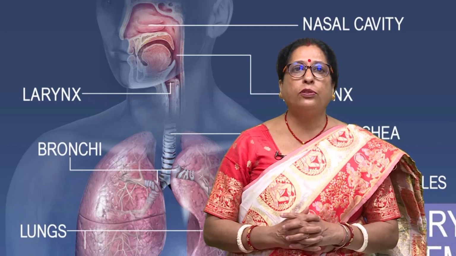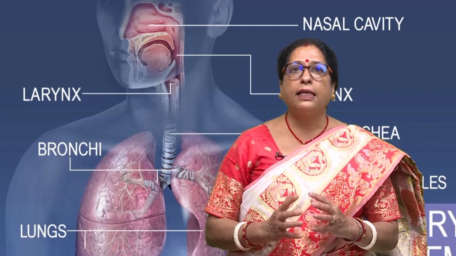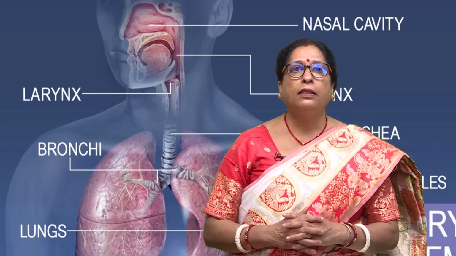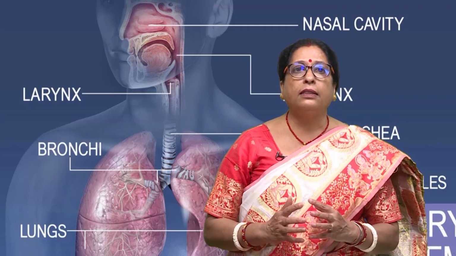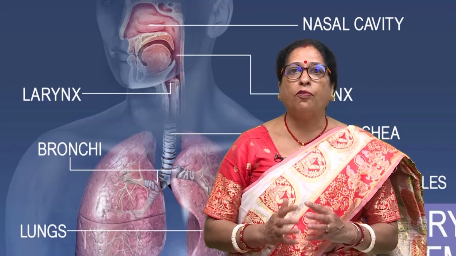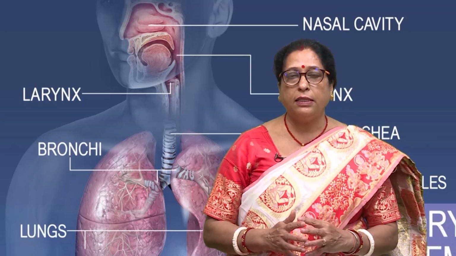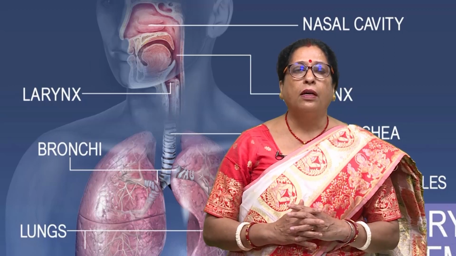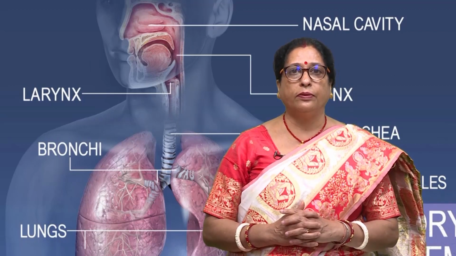As we talked about the gas exchange system earlier, that is where the respiratory zone comes in. The respiratory zone is only involved in oxygen and carbon dioxide exchange and consists of the bronchioles, alveolar ducts and alveoli.